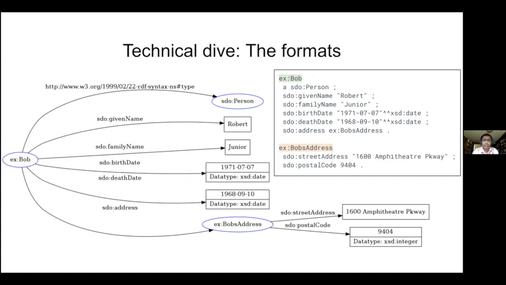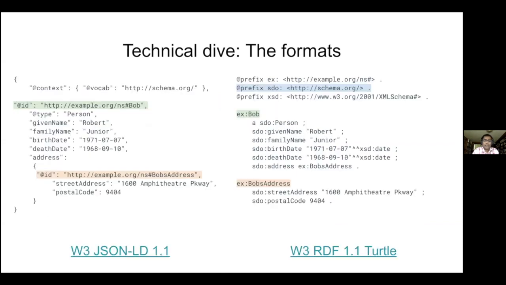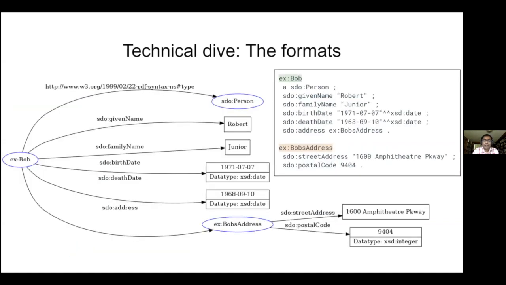So this is an example of expanding this out as a graph representation. So now you can see again that x:Bob is of type person, has a given name Robert, has a family name Junior, has a birth date and a death date and an address, and the address itself is an object, so it has an identifier, x:Bob's address, and it has properties associated with that address. So this is what allows us to both treat the information as a JSON document on one hand, while simultaneously treating it as a graph from another perspective.